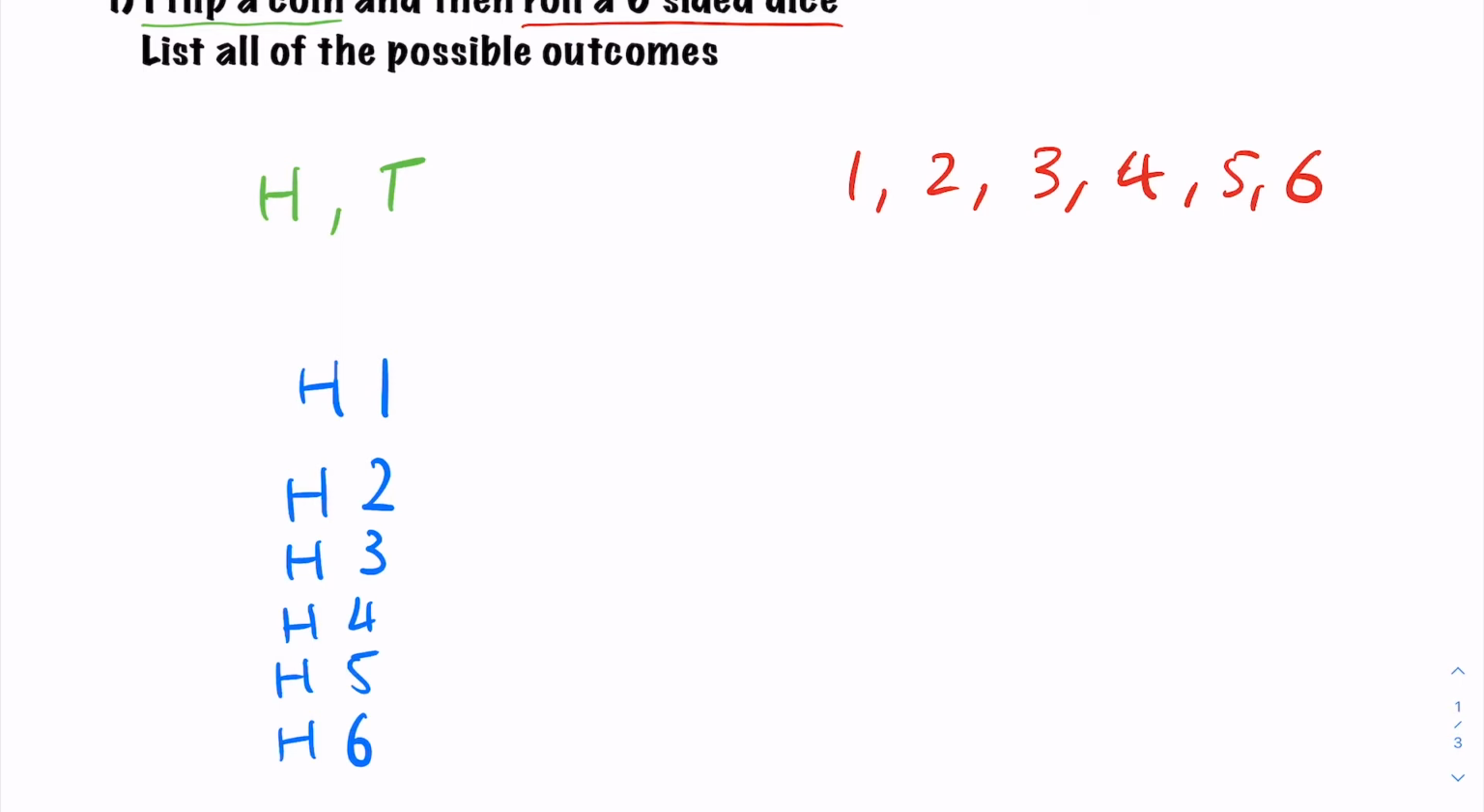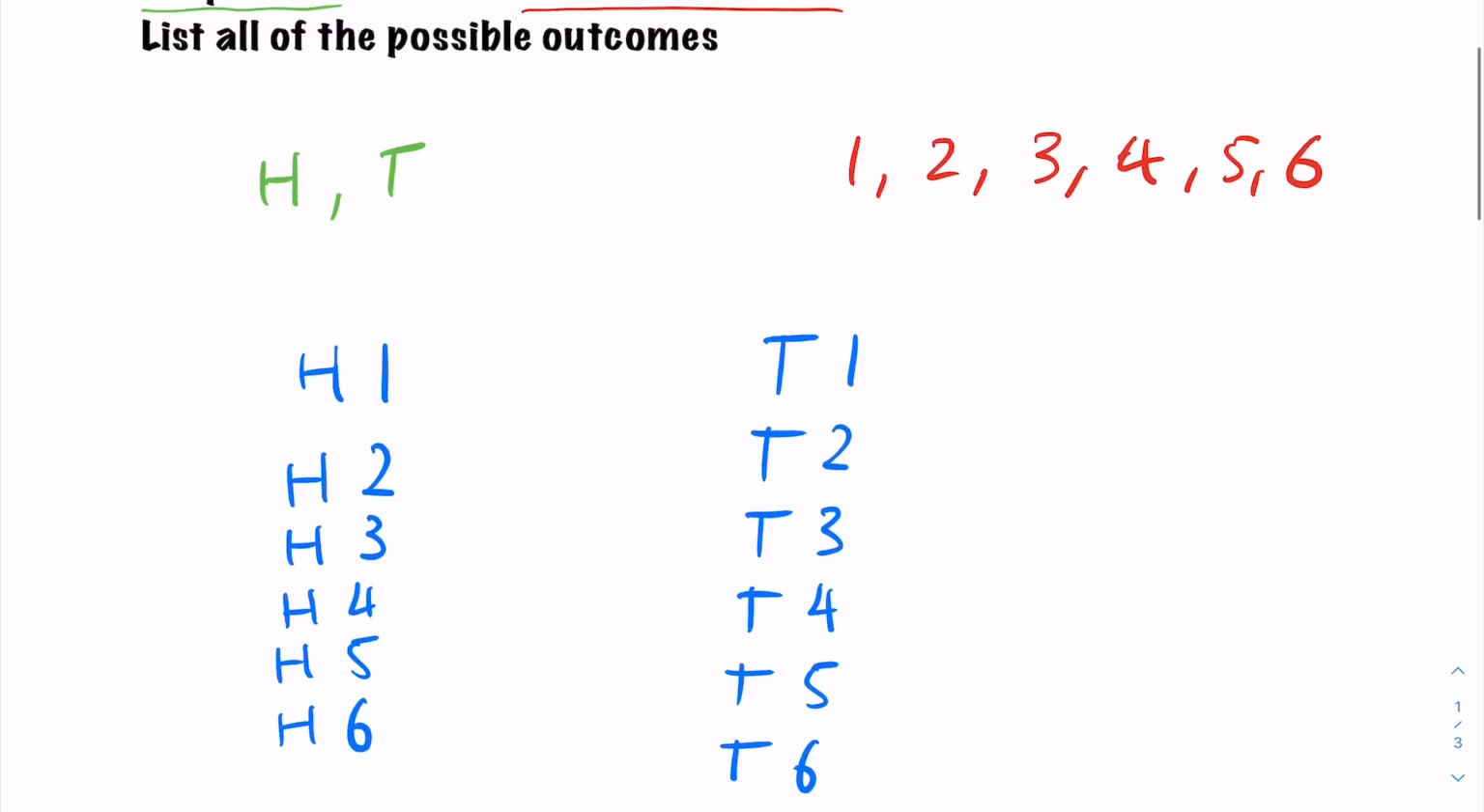And then we look at what happens when we throw a tails. In exactly the same way, we could get a tails and a 1, tails and a 2, tails and 3, all the way up to 6 once more. And so these are all of the possible 12 outcomes in this scenario here.